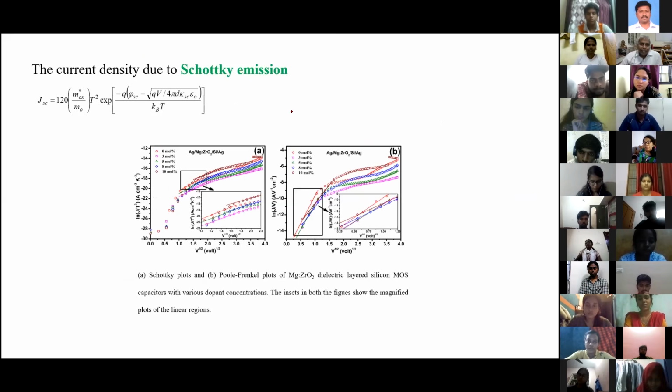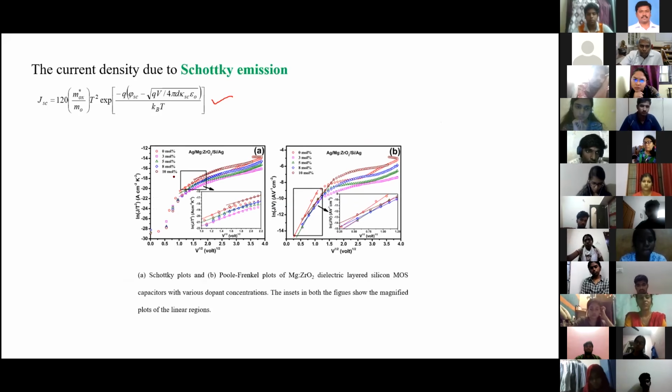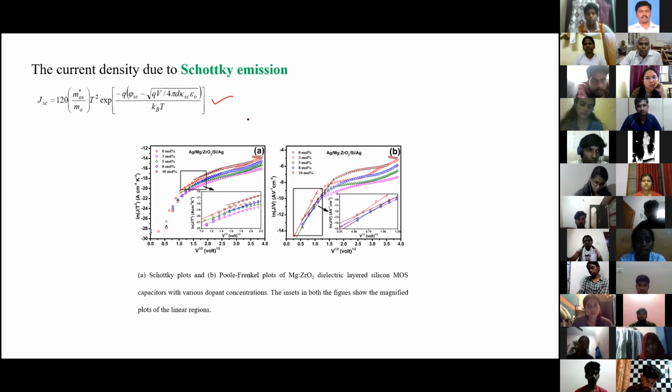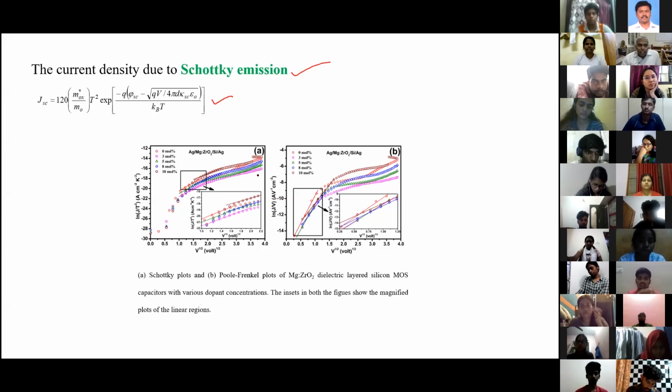Let's see that. One type of emission is Schottky emission. There will be a Schottky barrier. By considering a Schottky barrier, using this formula, we have plotted in a particular way, and wherever the linear region is present, that region follows the Schottky emission mechanism for current conduction in that capacitor. That is what is done here.